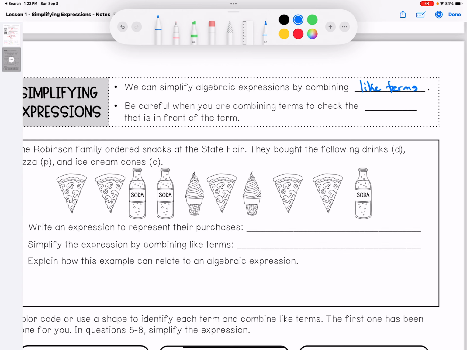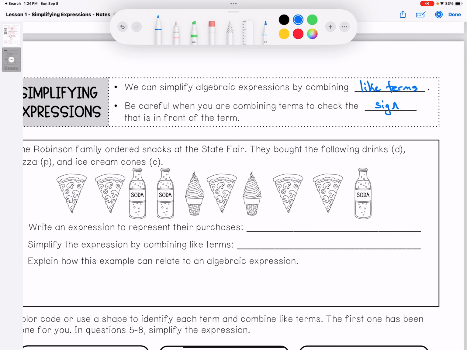You solve equations, you simplify expressions. So we got to understand the difference in those two things. Expressions, you simplify. That's what we're doing now. You do not solve it. Don't say I solved it. You did not. You simplified it. Be careful when you're combining terms to check the sign that is in front. You got to take it with you, okay? That's no longer a subtraction sign, that tells you it's negative.